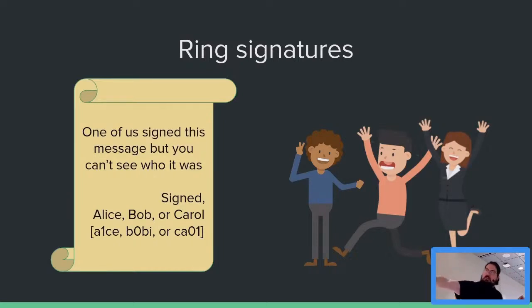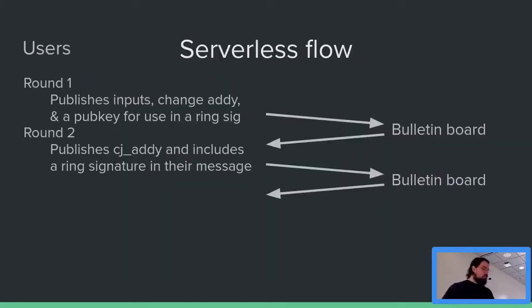So we use this in lieu of blind signatures because they work in a group setting. Sometimes they're called group signatures. So that's what we're going to use in our serverless version. We're going to publish a pub key in the first step, in round 1, to a bulletin board. And then in round 2, we're going to aggregate everybody's public keys, create a ring with them, and when we publish our CoinJoin address to the bulletin board, we are going to publish a ring signature with it that proves we are one of the people who in round 1 submitted a pub key.